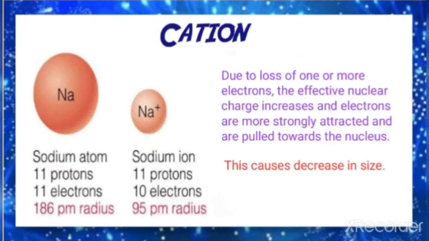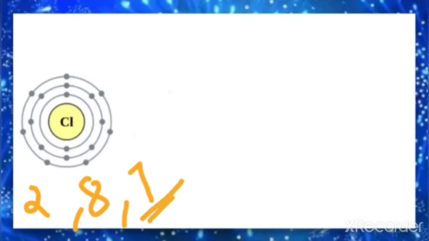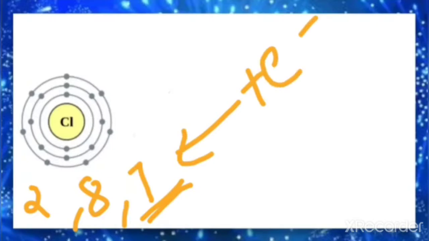Now let us discuss the case of anion. Let us take an example of an atom, that is chlorine atom. Chlorine atom has atomic number 17, therefore electrons are arranged in 3 shells, that is 2 in the first shell, 8 in the second shell, and 7 electrons in the outermost shell. So in order to complete the octet, it has a greater tendency to accept one electron.